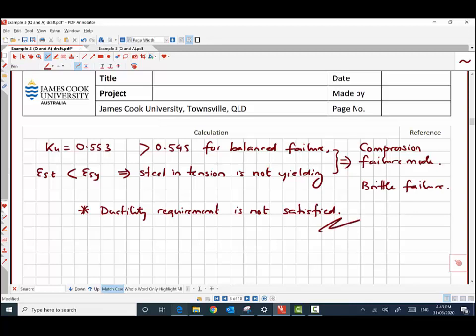So we see that the beam is heavily reinforced, over reinforced in fact, and it goes into the compression failure mode, making the beam very brittle. It will fail very abruptly without warning to the occupants, which is not desirable. So this beam, even though it satisfied the strength requirement, doesn't satisfy the ductility requirement.